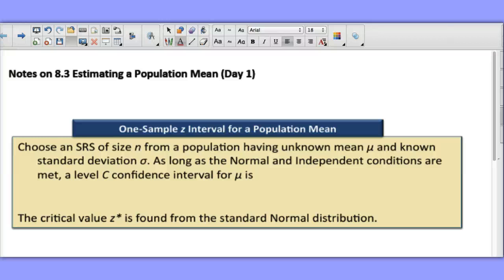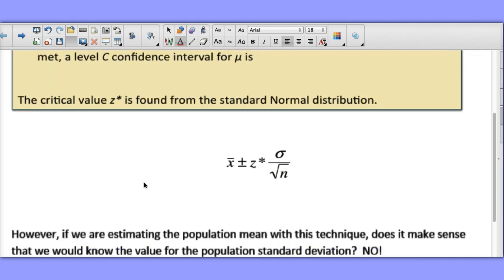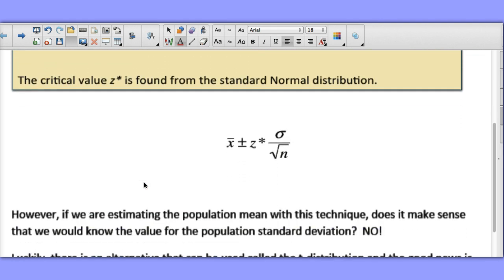Hello everyone. In previous lessons, we were working on estimating a population proportion, and today I'll introduce you to estimating a population mean. To begin, we start by choosing a simple random sample of size n from a population that has a known mean mu and a known standard deviation. As long as the distribution of the population is normal and independent conditions are met, then we use this formula here to calculate the confidence interval.